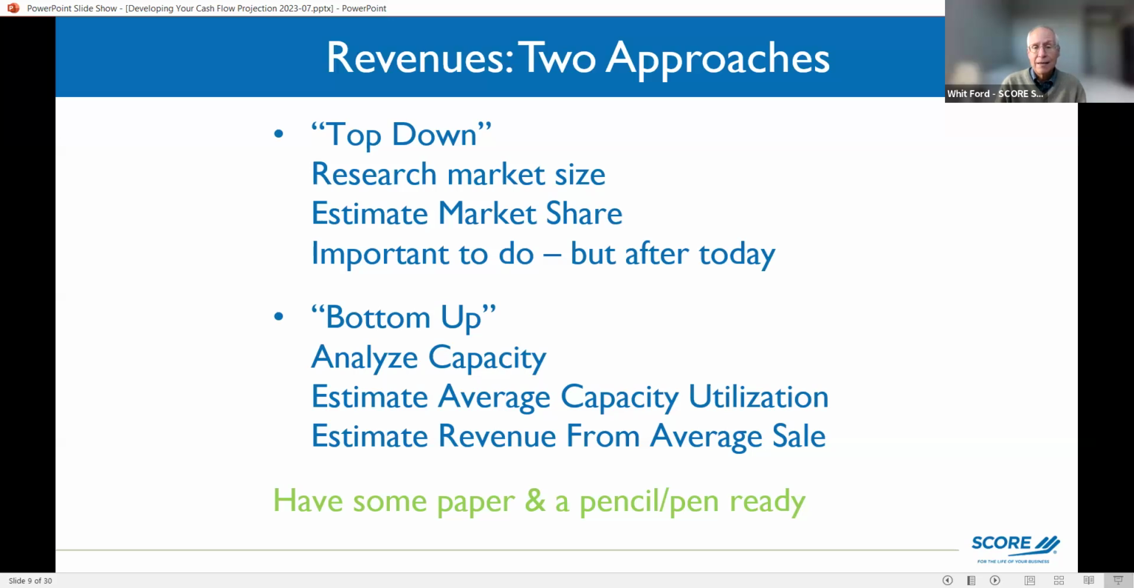Anyhow, then estimate the average revenue you get per unit of capacity that you estimated. If it's real estate, what's your average commission? If it's a restaurant, what's the average bill for a table? If it's a retail business, what's the average sale at the cash register? Anyhow, that's the idea. If you then take your capacity times the percent utilized times the average dollar sale per unit of capacity, there you have a bottom-up revenue projection.